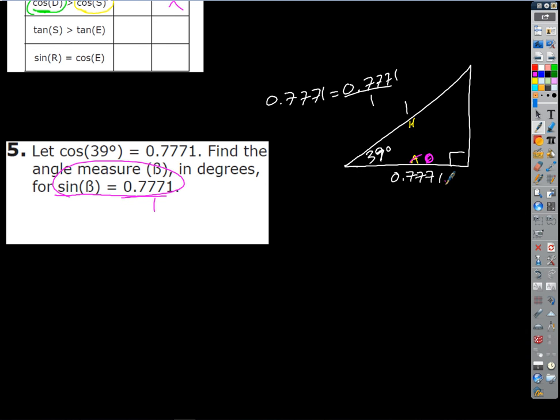So what would the angle have to be then? Which angle would we be talking about? If that needs to be the opposite, and that's going to be the hypotenuse, it's not that angle, it's that one, isn't it? Right? Okay, so that's going to be the angle we're interested in. But what would that angle have to be?